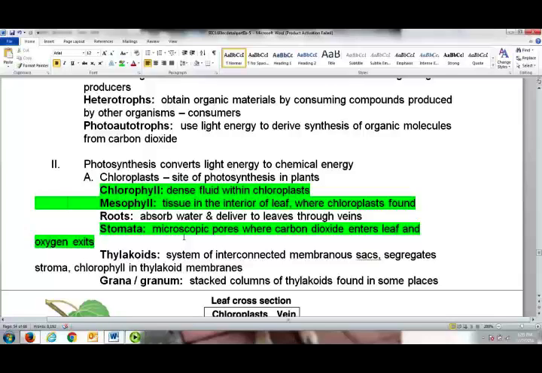And then the thylakoids are a system of interconnected membranous sacs. It's going to segregate the stroma and chlorophyll in the thylakoid membranes. The stacks of thylakoids are known as grana or granum.